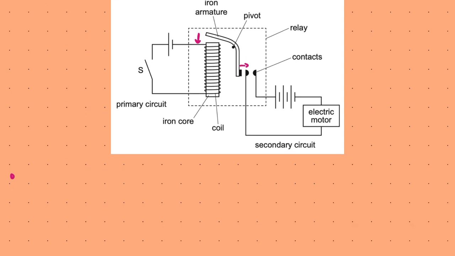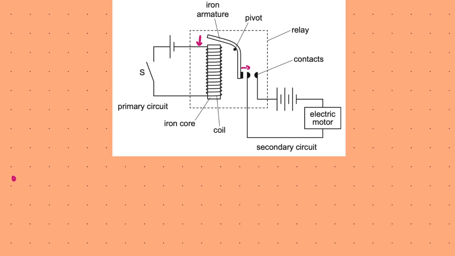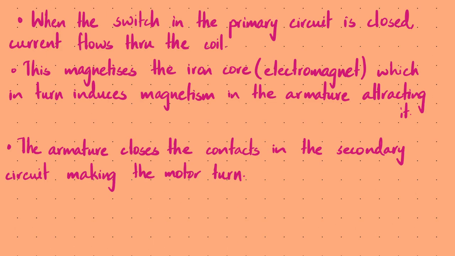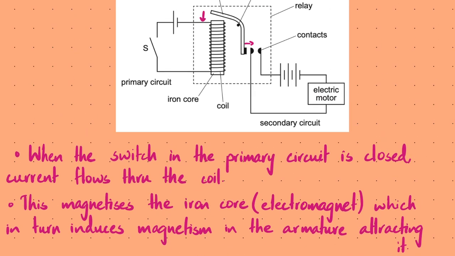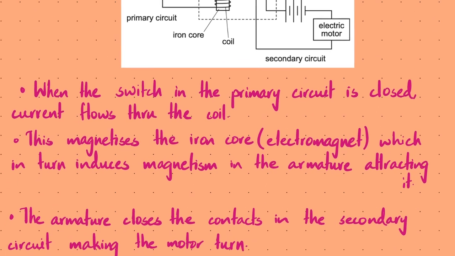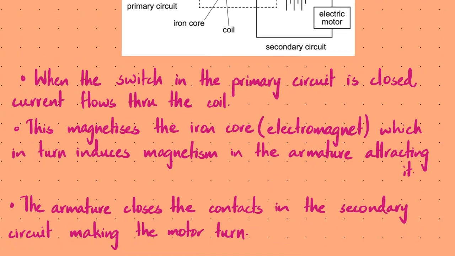Fair enough. Now let's write something down regarding this. Now the same things are also written here. So when the switch S in the primary circuit was closed, the current flowed through the coil, and flowing through the coil, it also magnetizes the electromagnet, which in turn attracts the armature because of induced magnetism. As this end of the armature moved down, this end moved to the right. So the armature closed the contacts in the secondary circuit, the larger high voltage circuit, and this makes the motor turn because the electric circuit on the right is now complete.